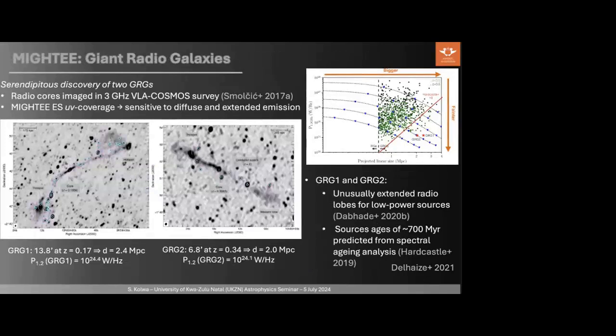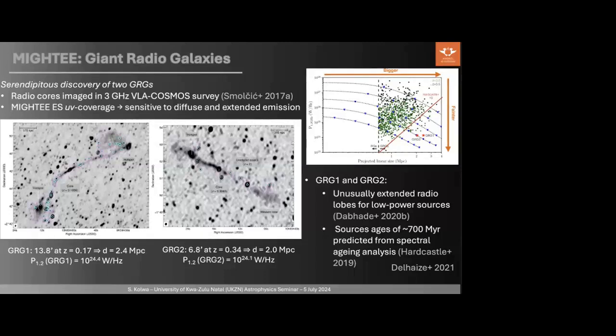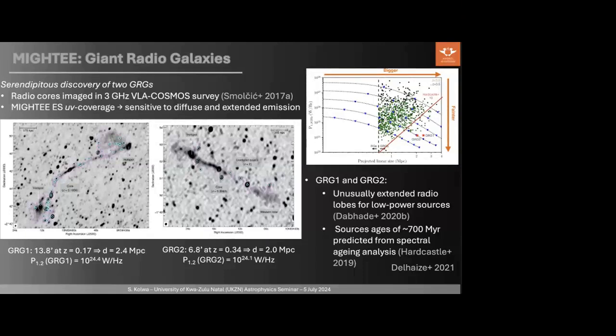Yes, that's definitely a great point, that essentially instrumental bias was affecting the demographics of giant radio galaxies. They were just too faint. You were just lucky that two of them were in your observations.